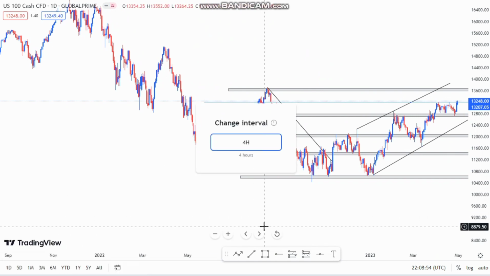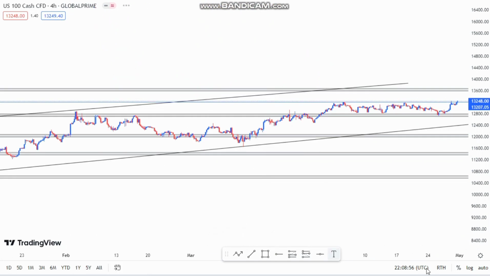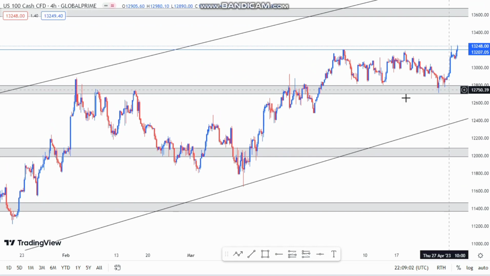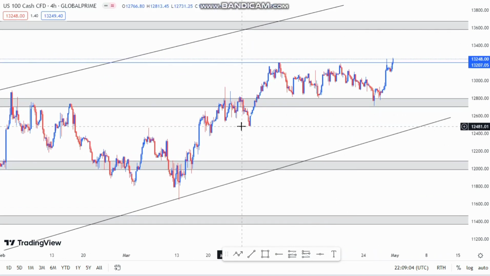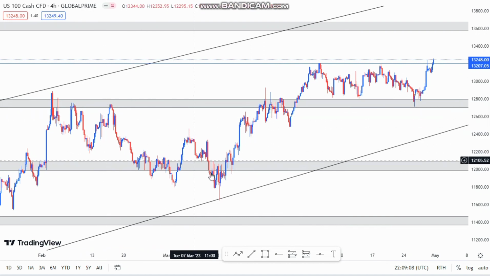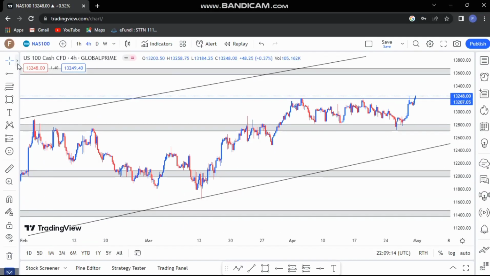which is the 4-hour time frame. Okay, so as you can see, starting from here, we've been playing around this area here. Bear in mind that it's still inside the trend line. So let me just use this so I cannot confuse you guys.